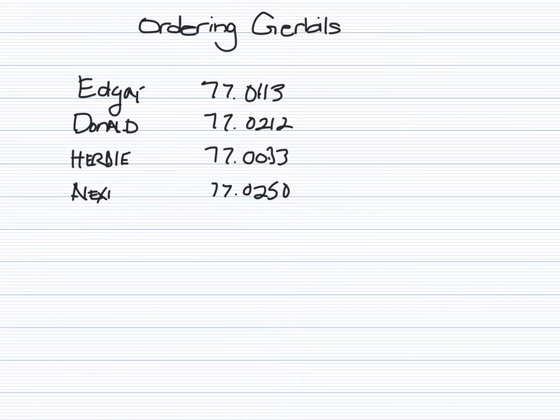Now, if we're ordering, let's say we're going to order gerbils from the heaviest gerbil to the lightest gerbil. So we're going to go heavy to lightest. We have Edgar, who weighs 77.0113. We have Donald, who weighs 77.0212. We have Herbie, who weighs 77.0033, and Lexi, who is 77.0250.